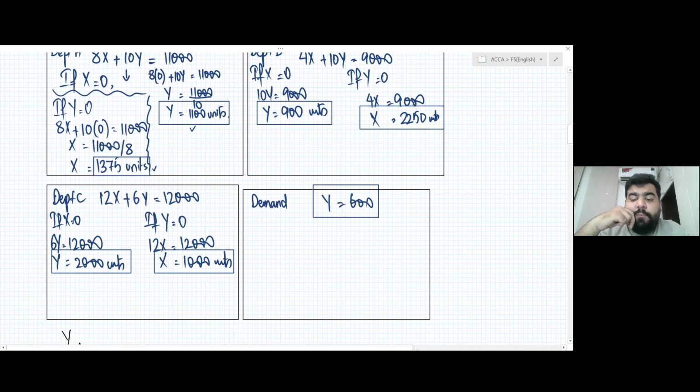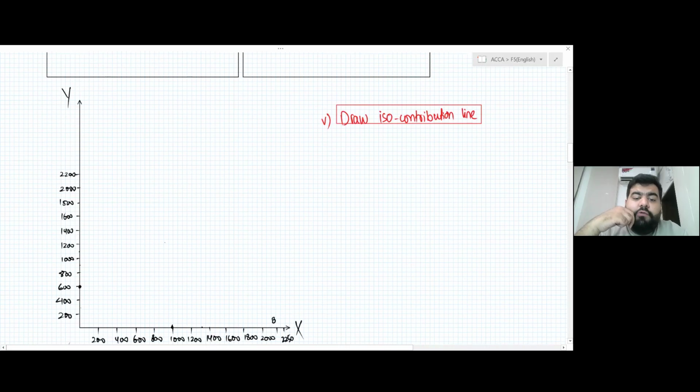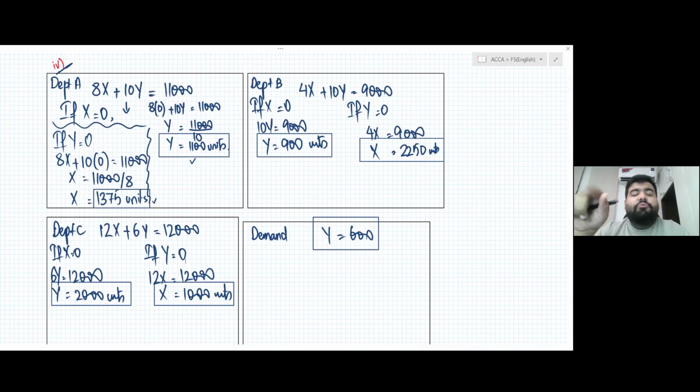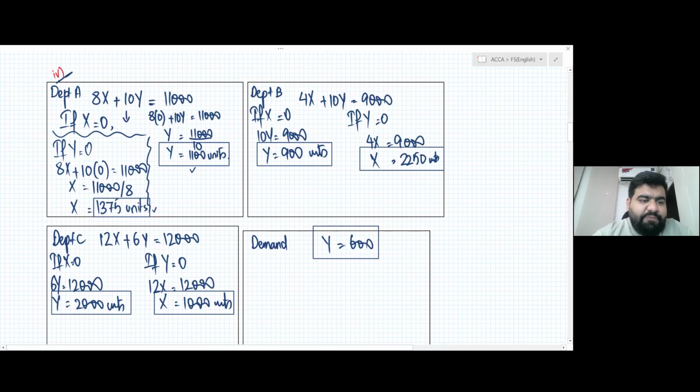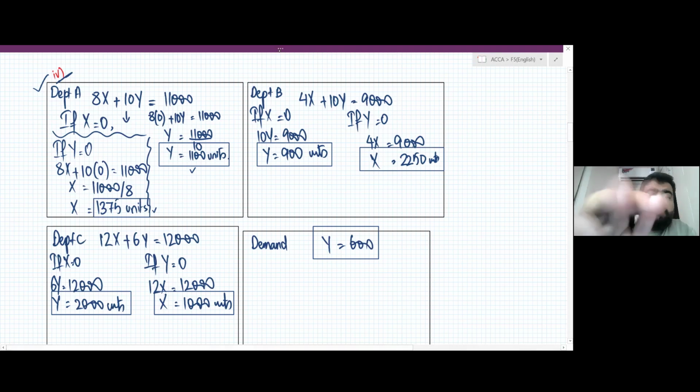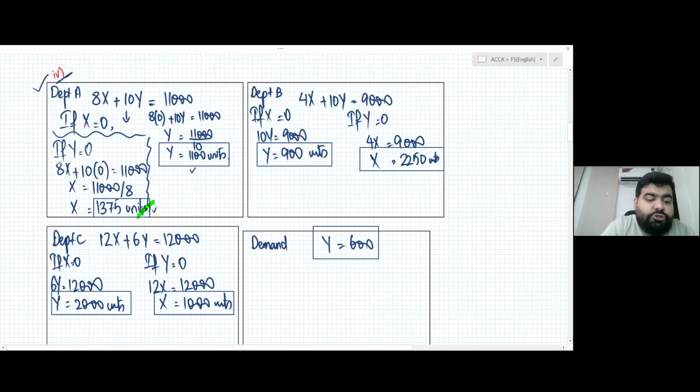Now we have proper plotting points on the graph. How to plot that is not something that will come in the exam, because in the exam it's already plotted and they can ask you to analyze it, for further calculation that we'll see in the practice. Now let's see the first box, department A. According to the first box, we have two relevant values, X 1375 units and Y 1100 units.